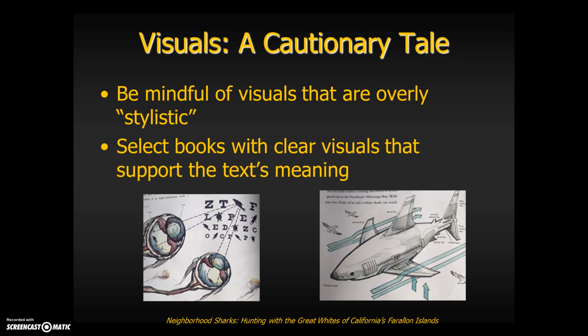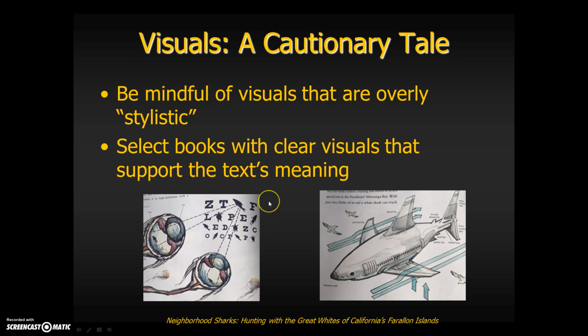For example, with Neighborhood Sharks, we see this image here. It's a diagram of a shark's eyeball. And if you look at this picture, you can see that the eyes are actually looking at an eye chart, what looks like a doctor's eye chart. This was really confusing to the children that I read the book with, because even though they were familiar with eye charts from getting their eyes examined at school with the school nurse, they were really confused by this. They understood that these were eyes, but they were confused by the fact that the author included animals in the eye chart.